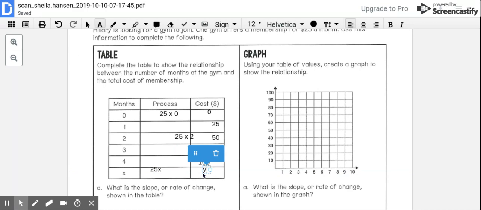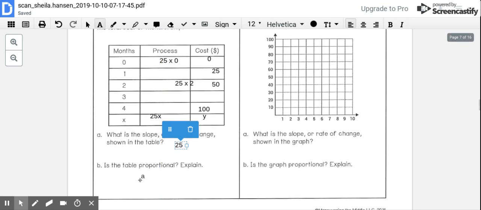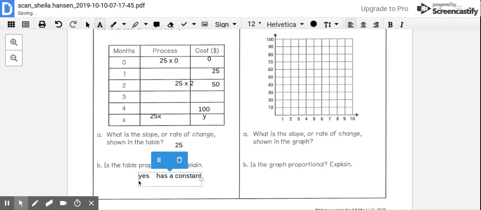So what is the slope or rate of change shown in the table? So the slope is your constant. It's also your unit rate. So in this case, it's 25. Is the table proportional? Yes. And you know it is because it has a constant. And then it's not on here, but let's take it a step further and let's write that equation that we practiced last year. So it's y equals, and then 25 is the constant for this one, times whatever your x is.